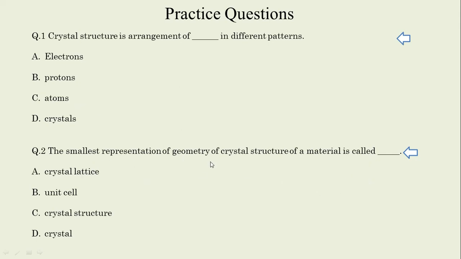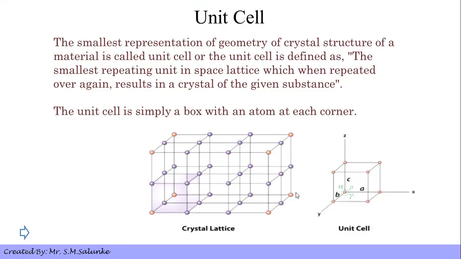Next question, smallest representation of geometry of crystal structure of a material is called. Options are lattice, crystal lattice, unit cell, crystal structure or crystal. We know that crystal lattice is made up of various number of unit cells. Crystal structure is also a type of crystal lattice, a different name for crystal lattice, and it is also made up of a unit cell. So here the answer must be unit cell, which is the smallest representation of geometry. We have seen an example of a brick house where the brick is the unit cell for preparing the whole house. We can infer it from this slide. The smallest representation of geometry of crystal structure of a material is called a unit cell.